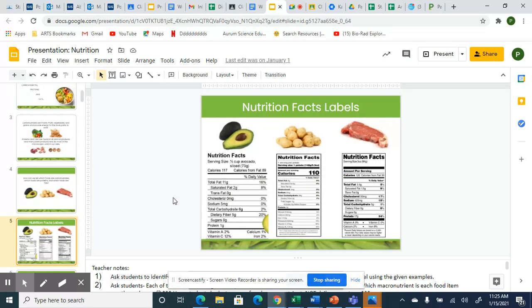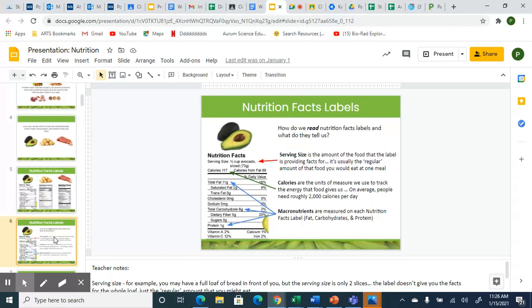So here we go. We have three labels, and we have the corresponding calories and fats. So each of these foods is outlined. So now the question is, how do we read nutritional labels and what do they tell us?